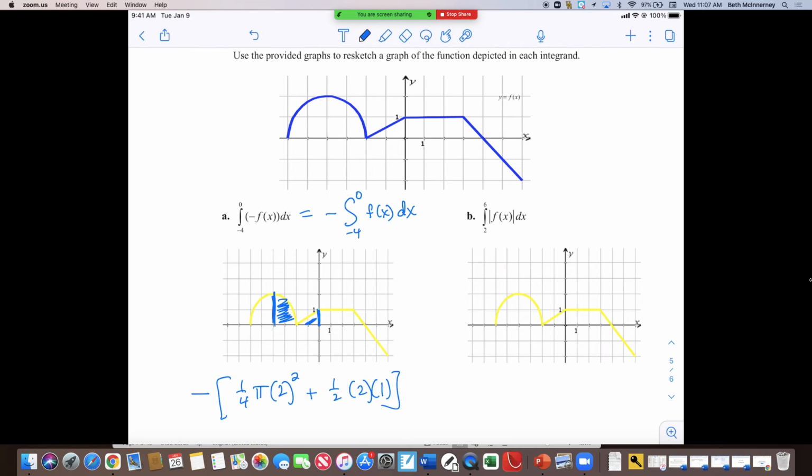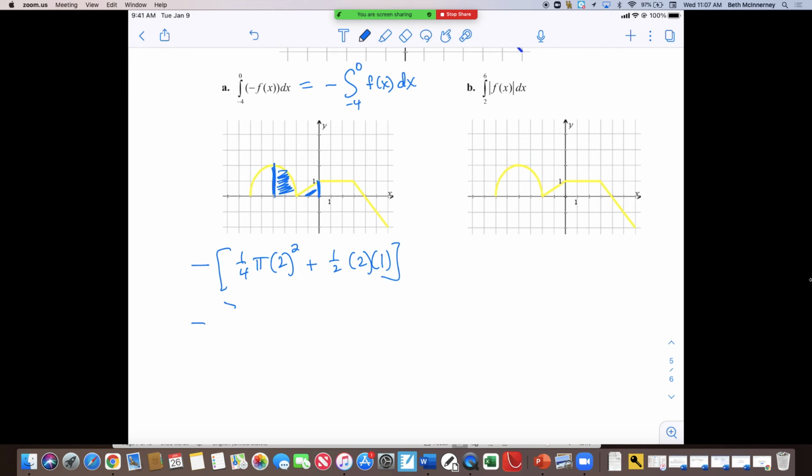All right, so in this one, I got negative pi plus 1, and you could, in fact, distribute.